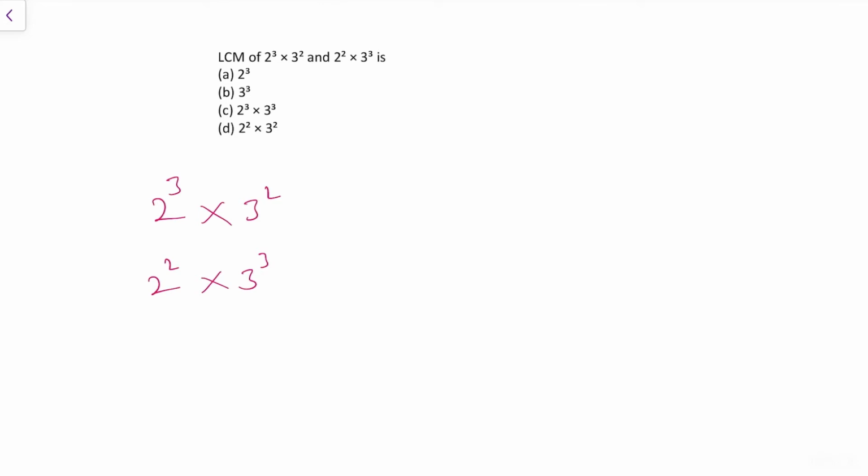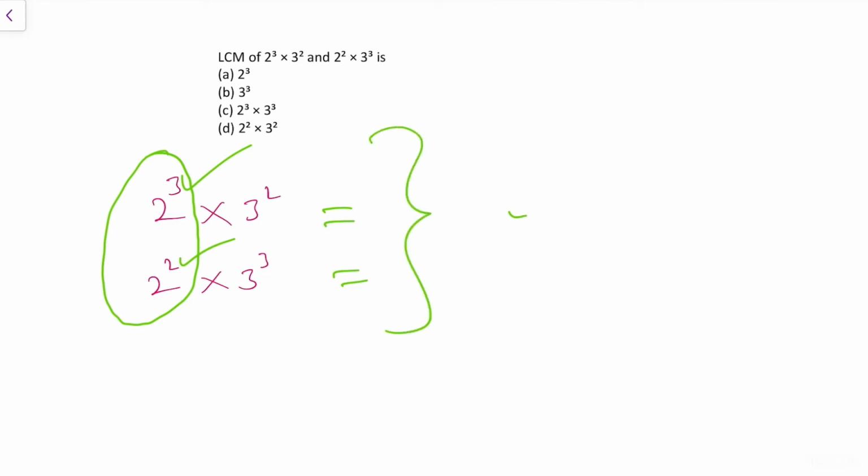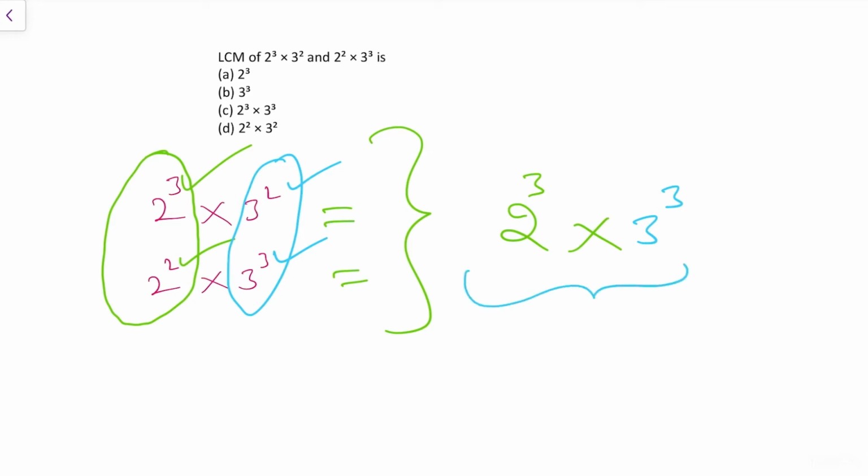The first method is, first check for the common numbers. Here 2 power 3 is there, here 2 power 2 is there. For writing the LCM, we always need to check the highest power. So here 2 power 3 and 2 power 2. So the highest is 2 power 3. So 2 power 3 into, next, here 3 power 2 and 3 power 3 are there. Obviously power 3 is biggest. So 3 power 3. Then the LCM of the given two numbers is 2 power 3 into 3 power 3. Completed. This is method 1.